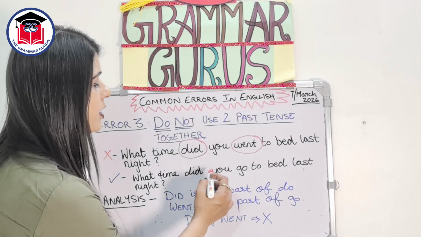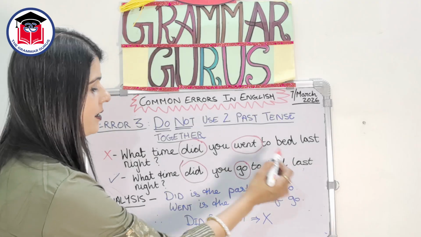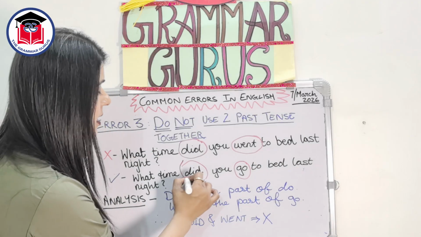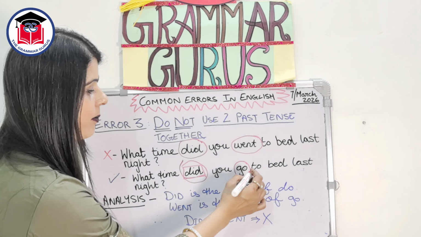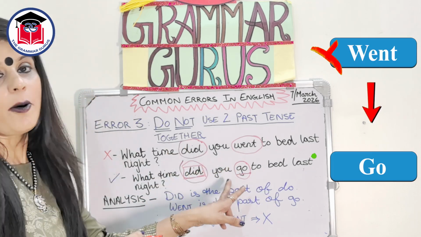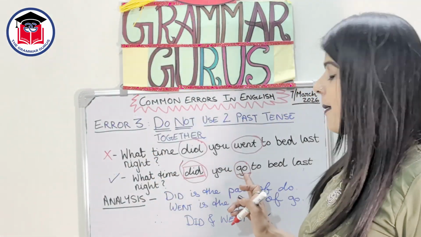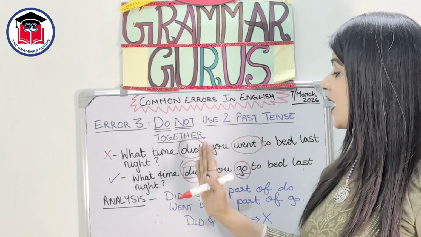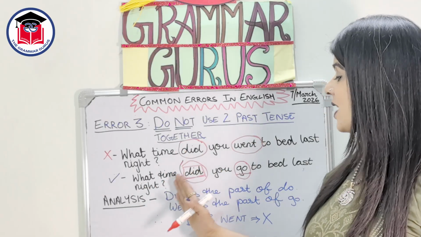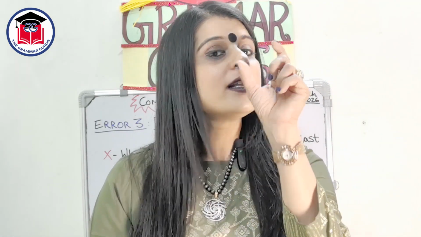What time did you go to bed last night? Here, note, did is only one past verb and go is in present tense. Hence, this is the correct combination. One past along with one present, or you can say base form. So, the correct formulation becomes, what time did you go to bed last night? So, friends, please remember, never use two past tense words or verbs together.